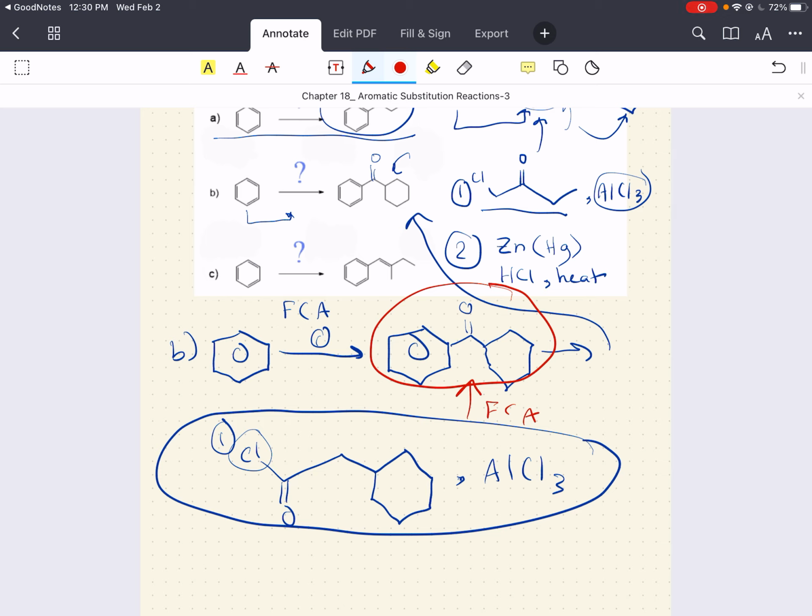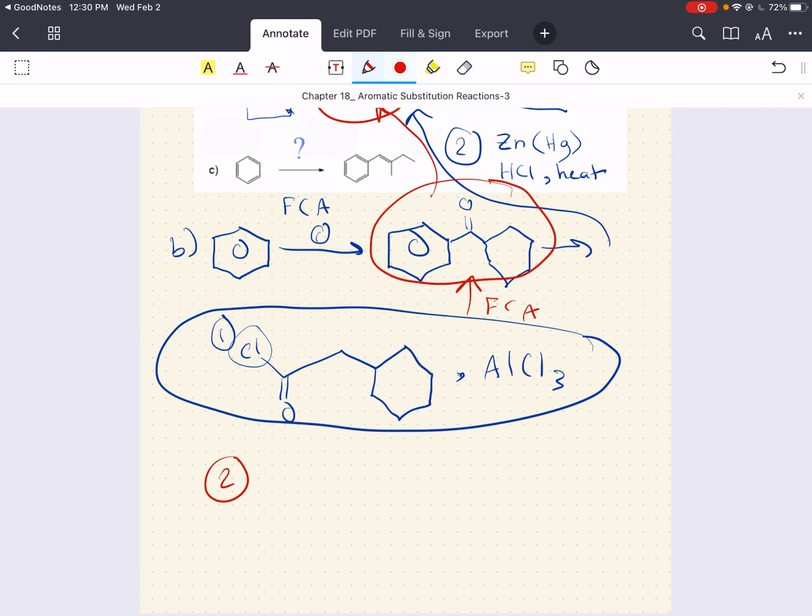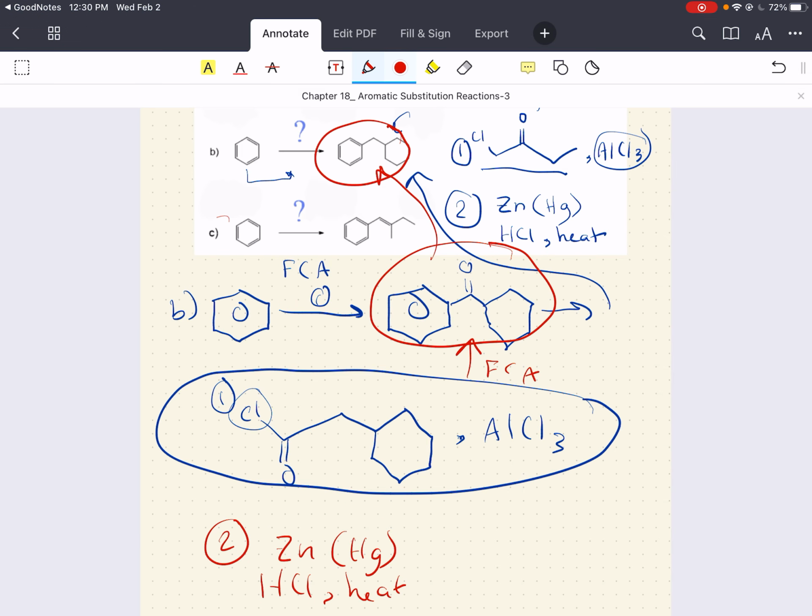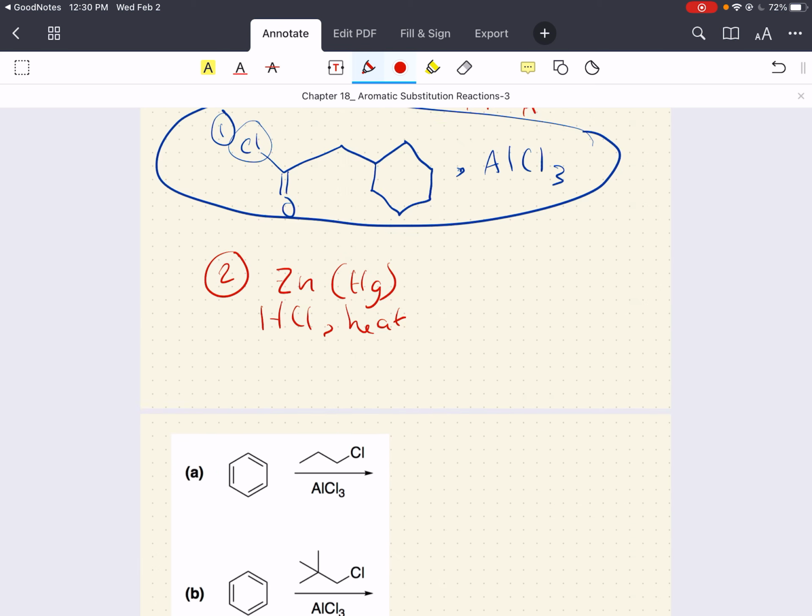Now, this is not the last step. We want to reduce this final product so that we get this. All right, how do we do this? Again, the same list of reagents that we can use to do this reduction is zinc, hydrochloric acid, and heat. All right, fantastic. Now, I will leave C for you to try and figure out.